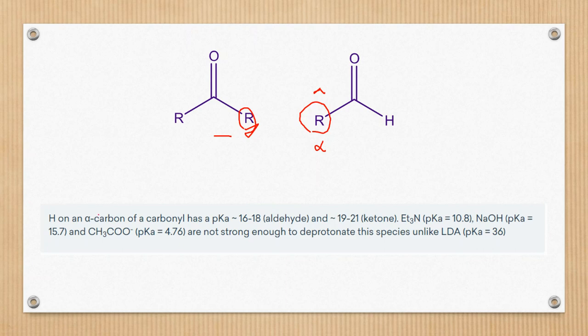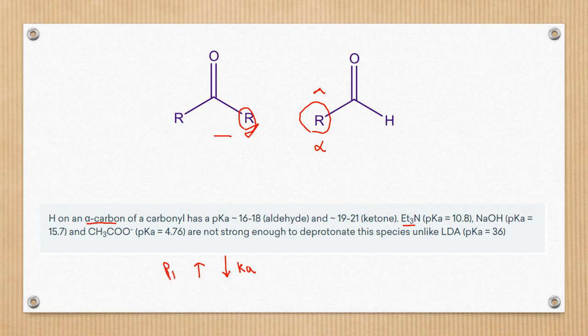Here it is mentioned that the hydrogen present on the alpha carbon of carbonyl has a pKa of 16 to 18 in the case of aldehyde, whereas in the case of ketone, the pKa lies between 19 to 21. Triethylamine, a weak base, has a pKa value of 10.8. Sodium hydroxide has a pKa value of 15.7 and acetate has 4.76. I have told you that the higher the pKa value, the lower the Ka, that is the acidity. So higher pKa, low acidity.